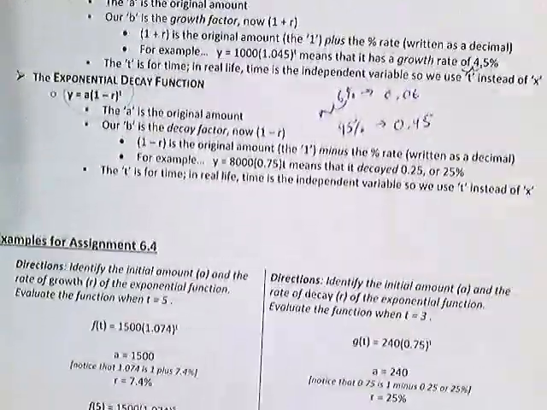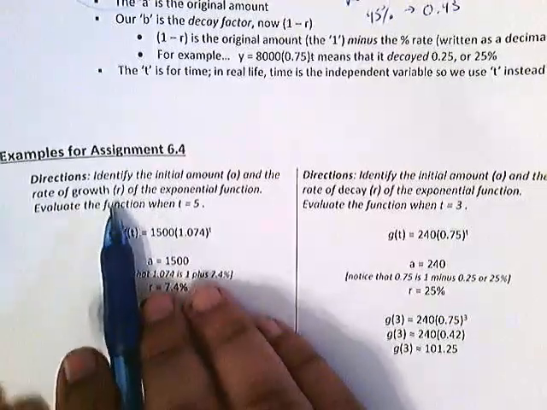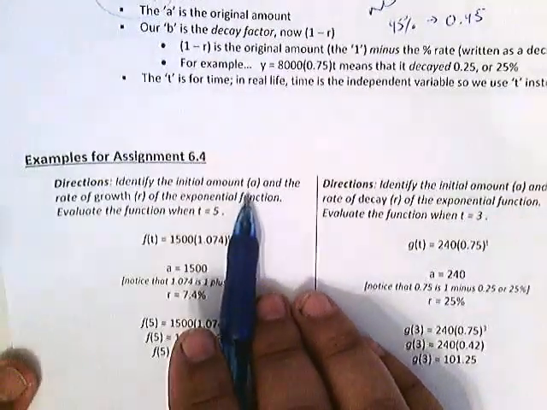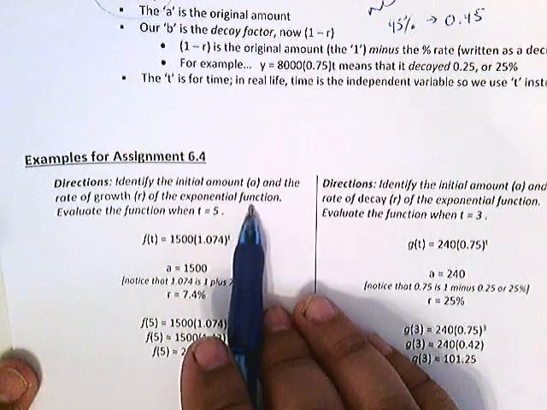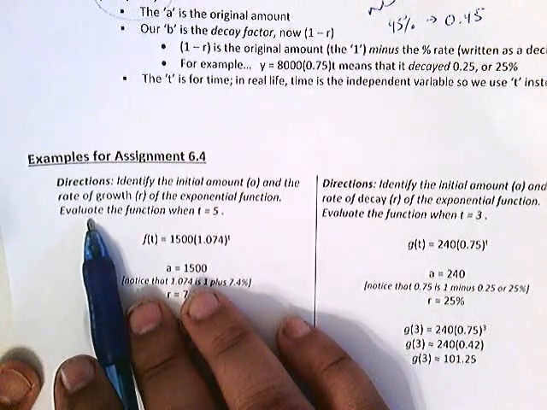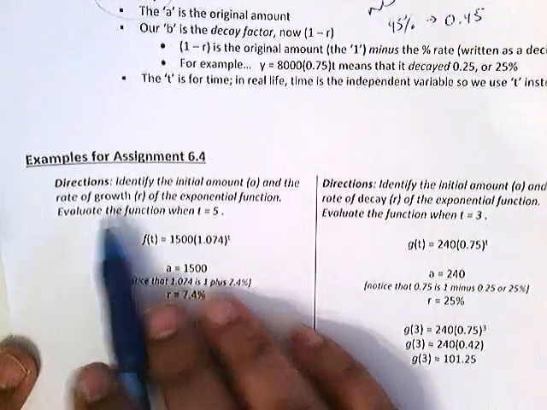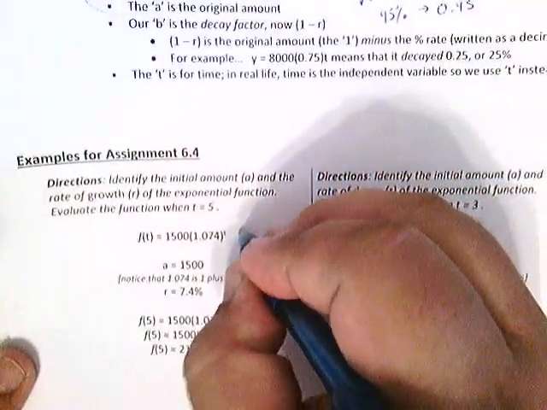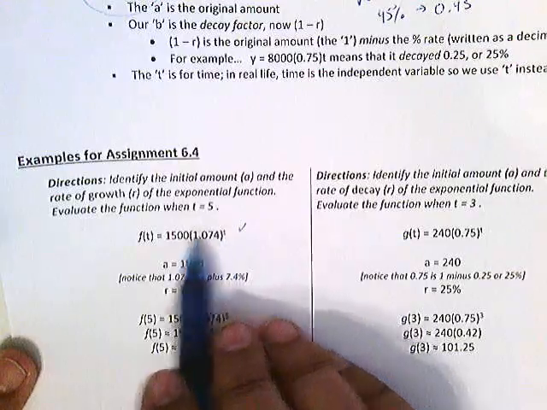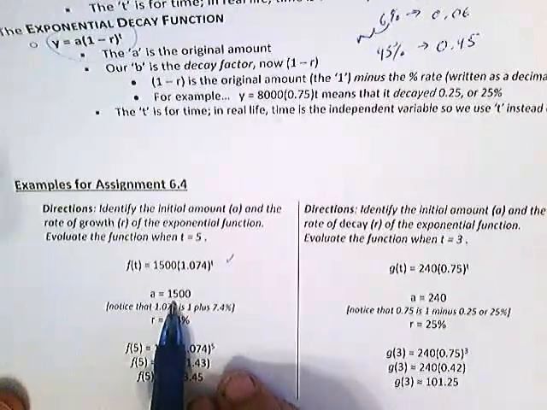So let's go and take a look at some examples here. Okay. So in this example here, they want you to identify the initial amount A and the rate of growth R of the exponential function, and then evaluate. Okay, there's that word again. And then evaluate, solve, figure out what is the actual answer to t equals 5. Okay, so here's the question they're giving you, and we need to identify which number is the A. Well, the A is the front number. Okay, so in this case, the A is 1500.